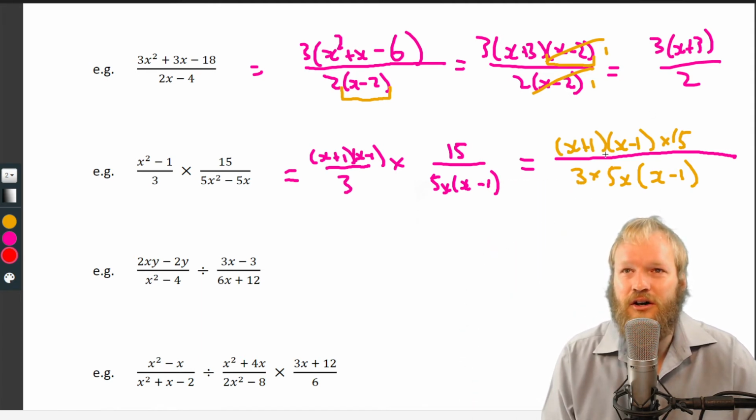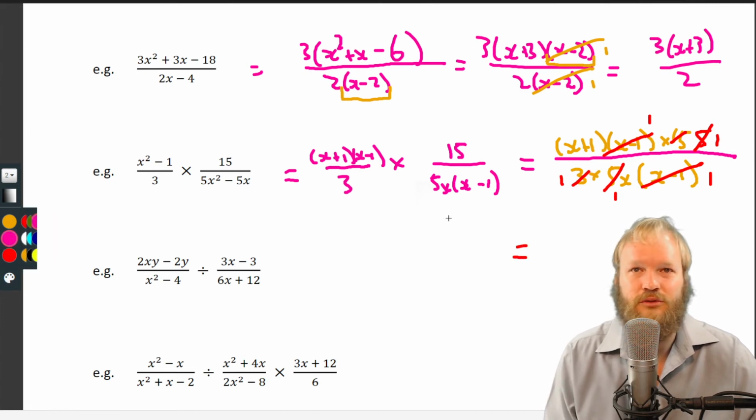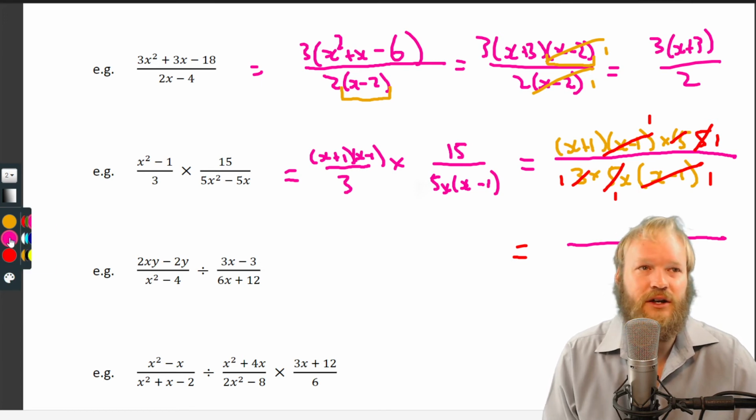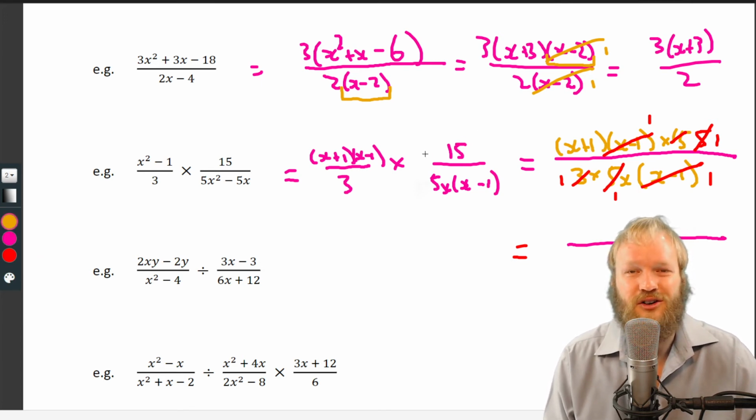So now we go, x minus 1 goes in there once, x minus 1 goes in there once. 3 goes in here once, and 3 goes in here 5 times. And 5 goes in there once, and 5 goes in there once. So in future, what we do is we just skip across and cross-cancel, as we call it. Just say, well, x minus 1 goes in there once, and x minus 1 goes in there once.